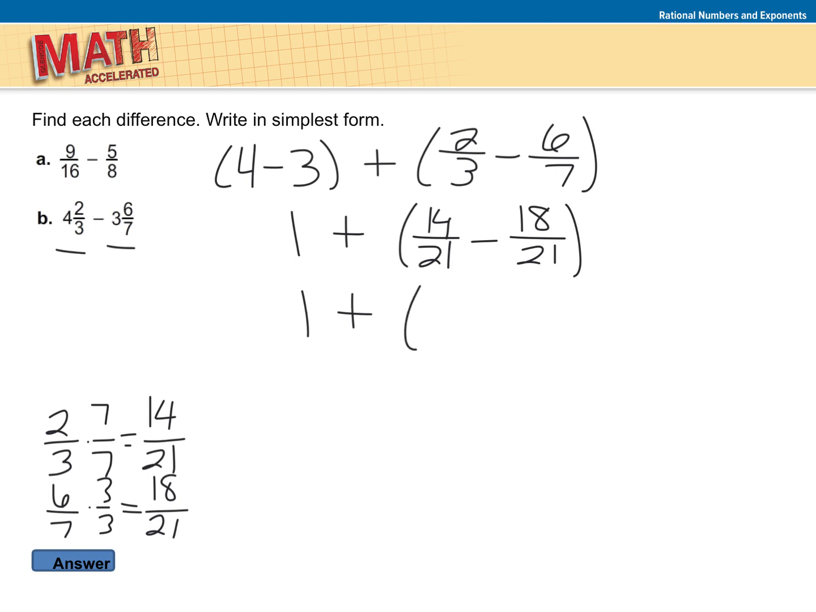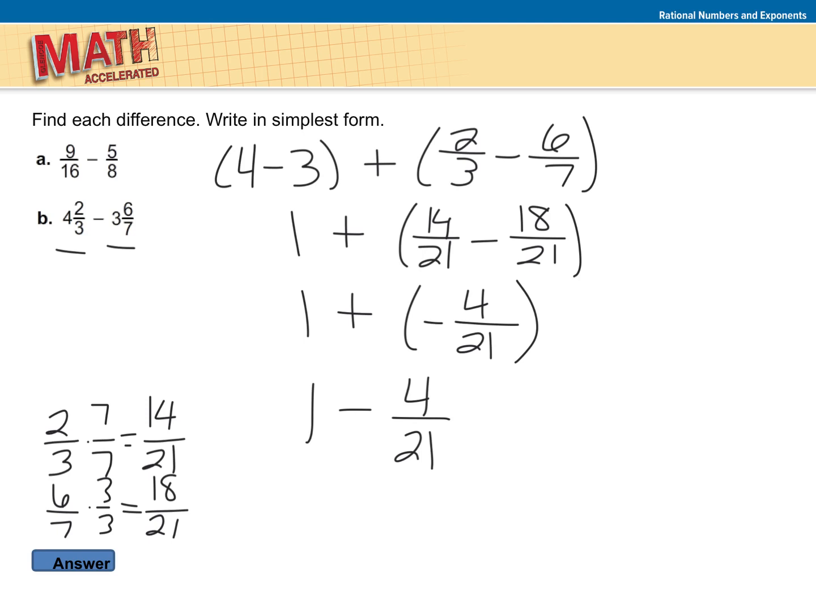What's 14 over 21 minus 18 over 21? Negative 4 over 21. Okay, can I leave it like this? No. Why not? What is this saying though? That is a negative. It's 1 plus a negative 4 over 21. So what is this really saying? It's saying subtraction, okay? So it turns into 1 minus 4 over 21.